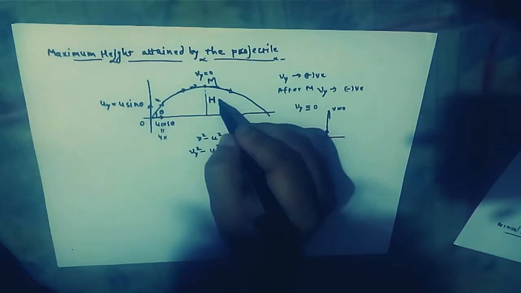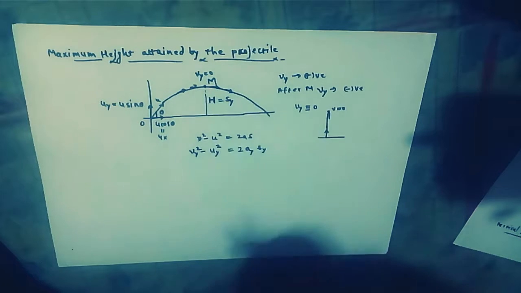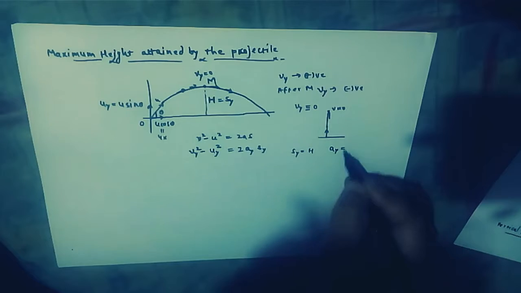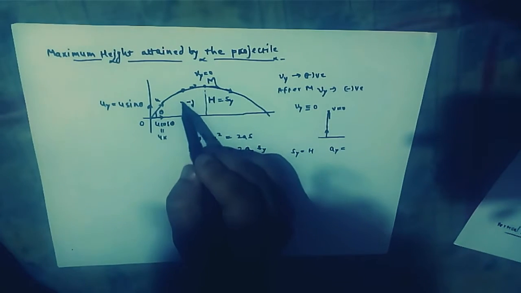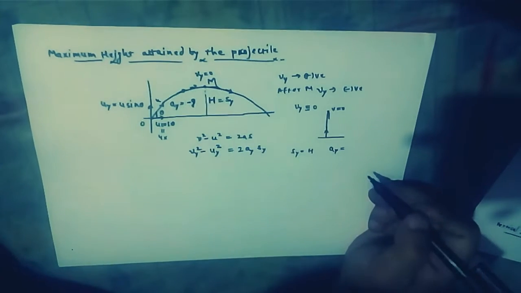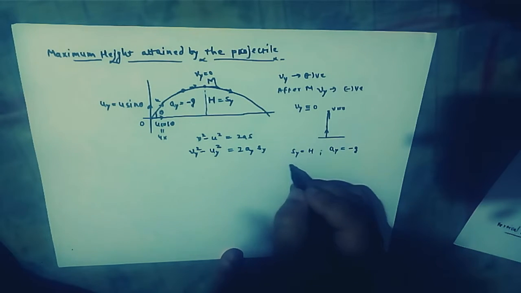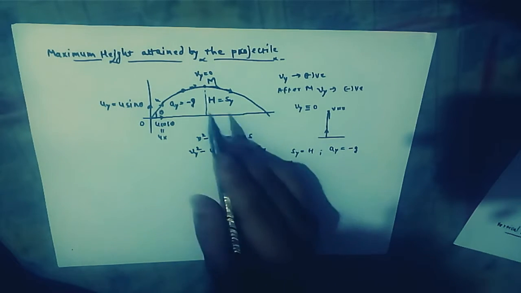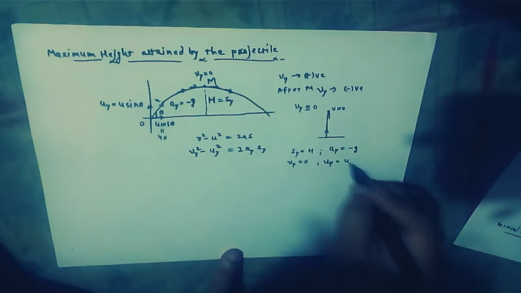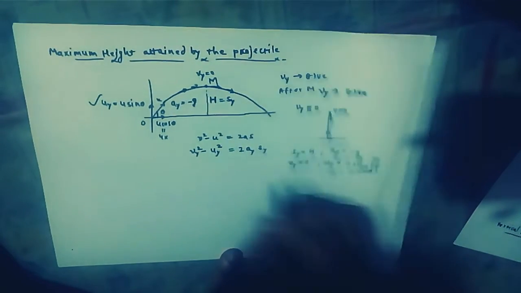We know that the distance traveled by the body to reach M would be capital H. So here sy should be capital H. Ay we already know is minus g, because the body is under the influence of gravity alone. And what is the velocity along the y-axis at point M? That is 0. The initial velocity was u, that is u sine theta. So you put all these values here and find out.